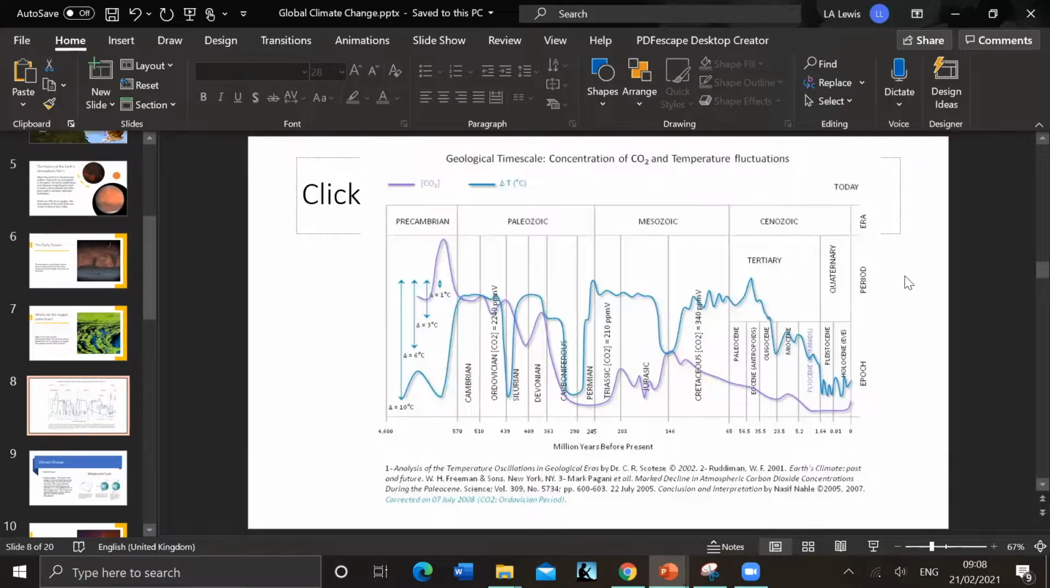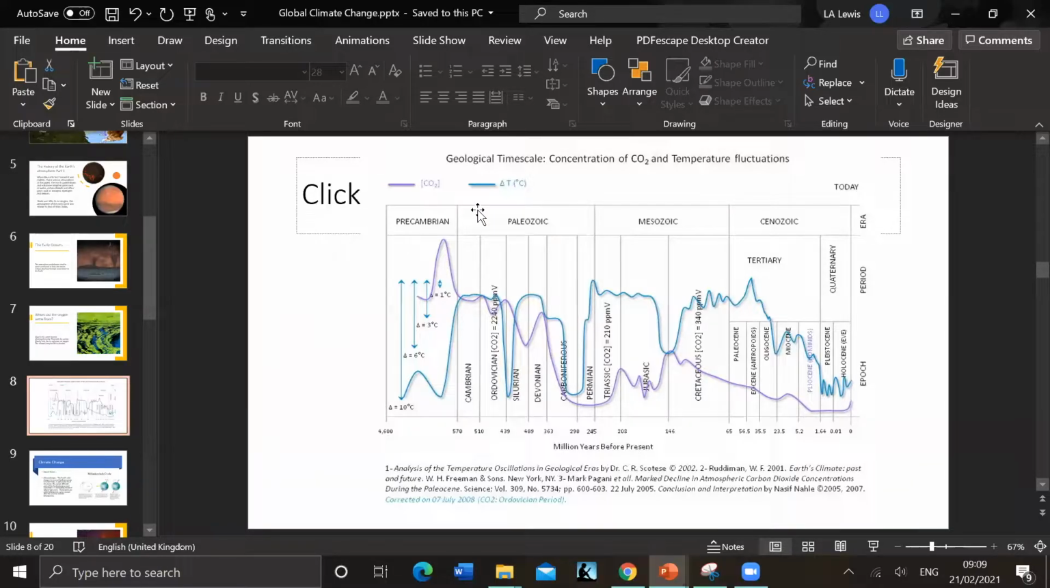So this is a good graph. I use this quite a lot. It looks like there's a lot going on, but you can have a general idea. Okay, so here's now. This is millions of years before present, going back pretty much as far as we can to near the beginning of the Earth.